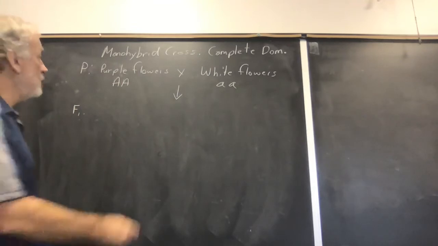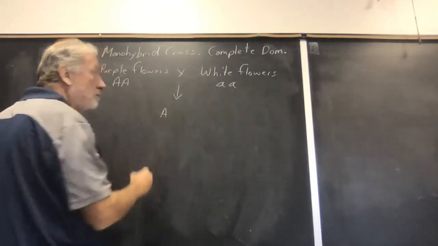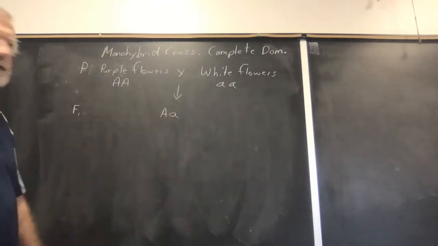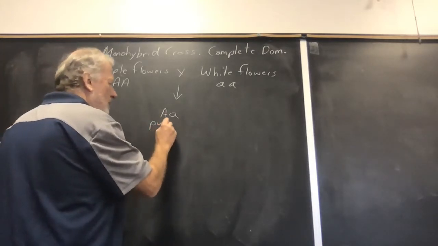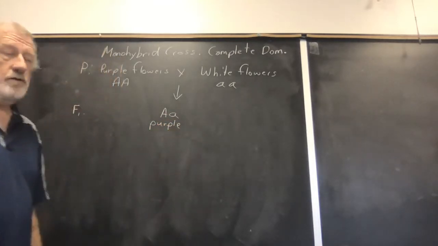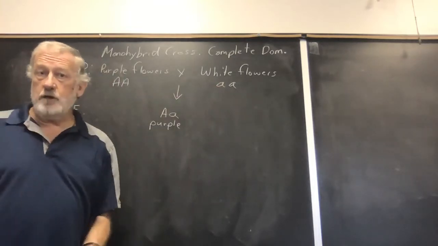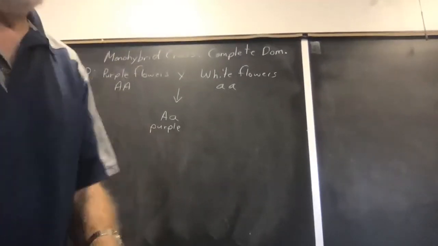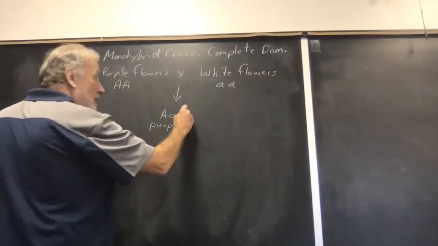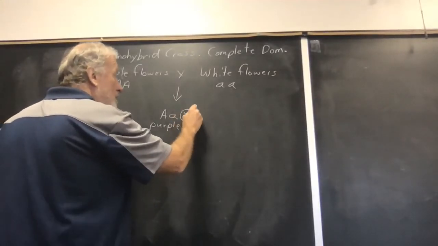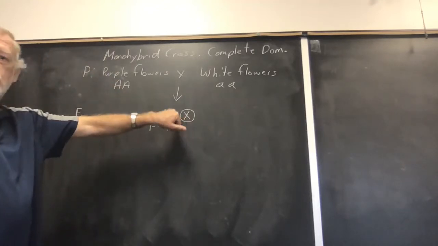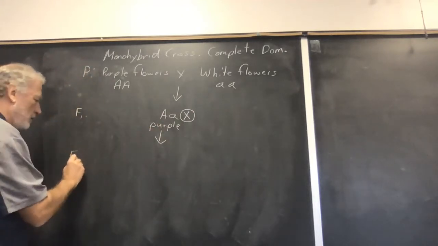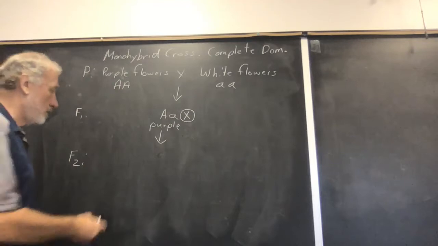F1 or first filial generation. Of course, get a big A from the purple parent and a little a from the white parent. And because big A is dominant to little a, all these plants will produce purple flowers. So the recessive trait disappears in the F1 generation, but we'll see it will reappear in the F2 generation. Then we cross F1s, or in the case of plants, we can self them. So the X with the circle around it means selfing. To get the F2 or second filial generation, that shows the characteristic ratios.